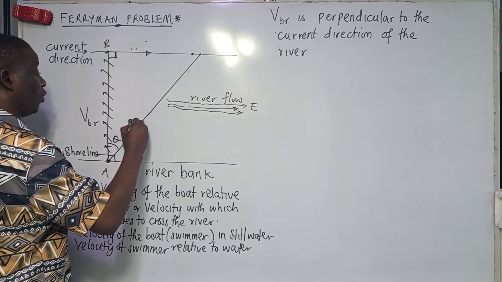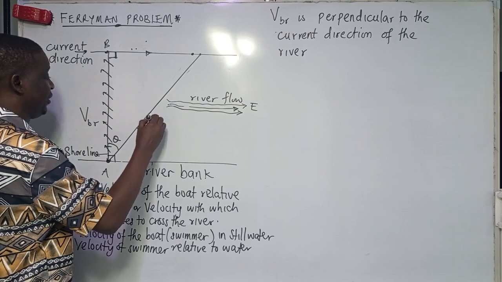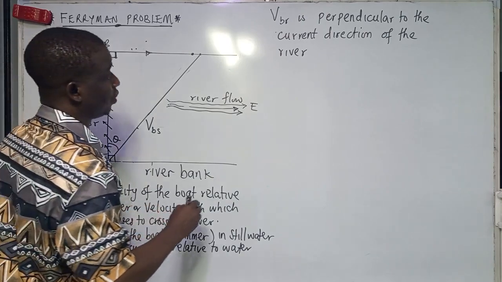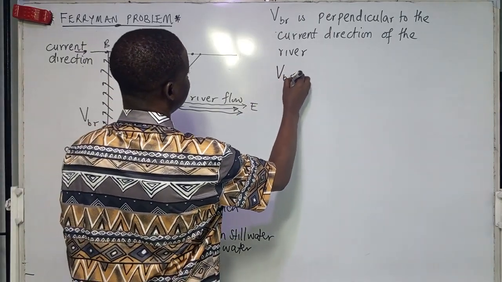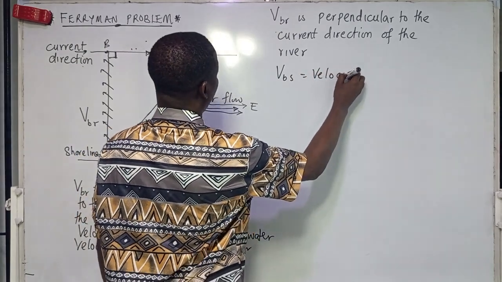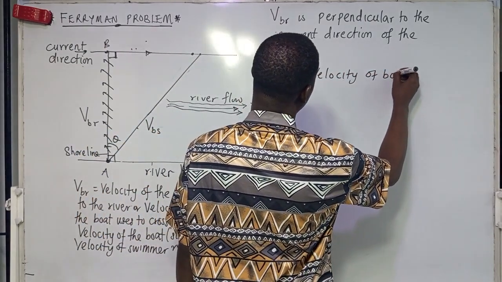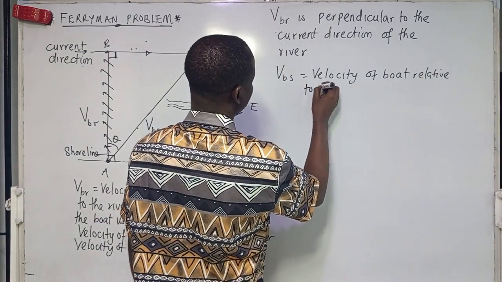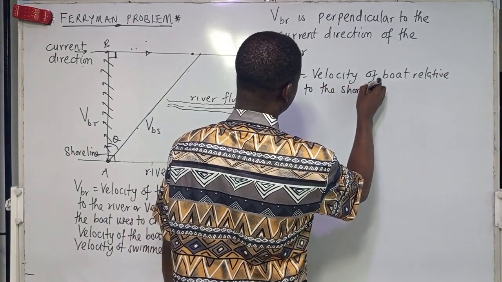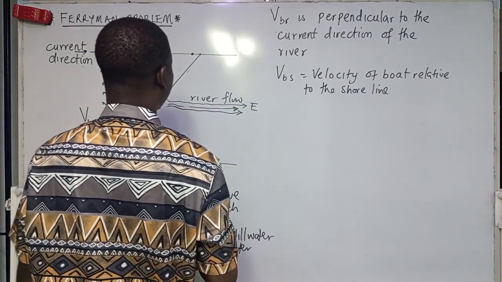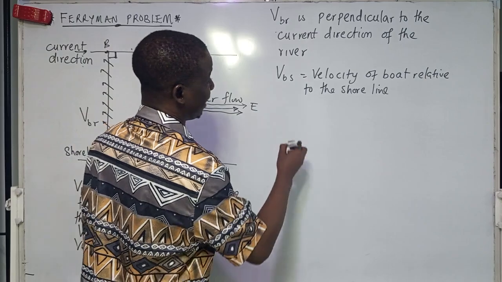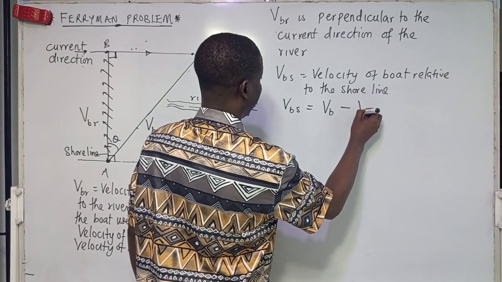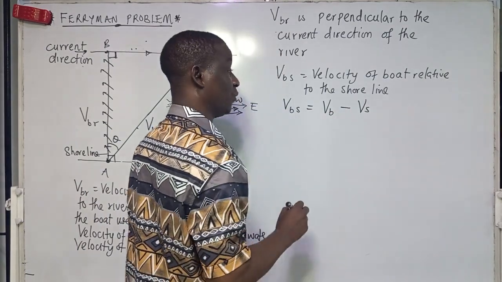So this is what we call the actual VBS. VBS is what we call the velocity of the boat relative to the shoreline. You can write VBS as VB minus VS: the velocity of the boat minus the velocity of the shore.